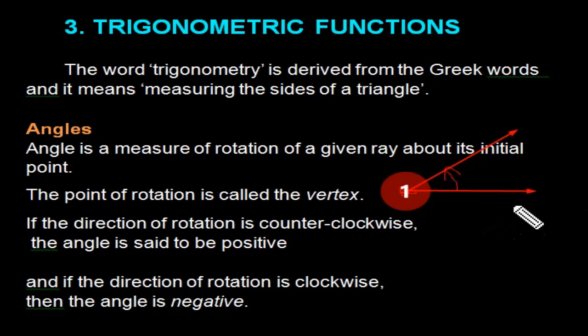Suppose the rotation is along the clockwise direction. This is an initial ray, and I have one more ray on this initial ray, the second ray. If I rotate this in the clockwise direction, the direction in which a clock rotates, then the angle so formed will be negative. Is it clear? If the rotation is in the clockwise direction, then the angles so formed will be negative angles.